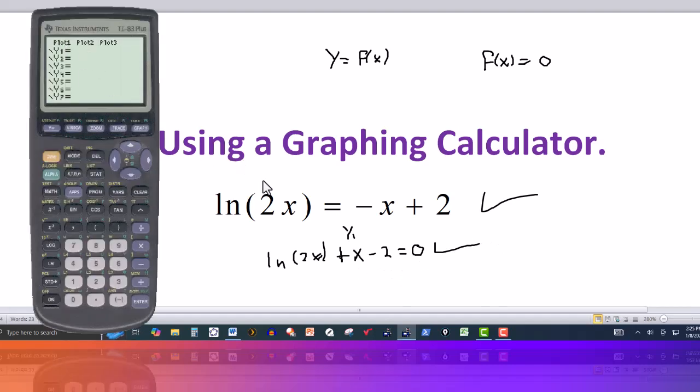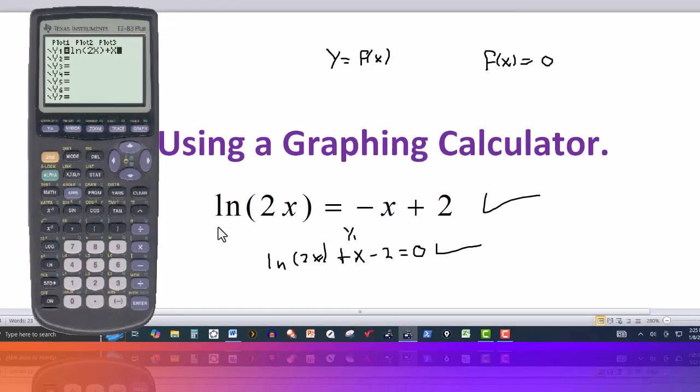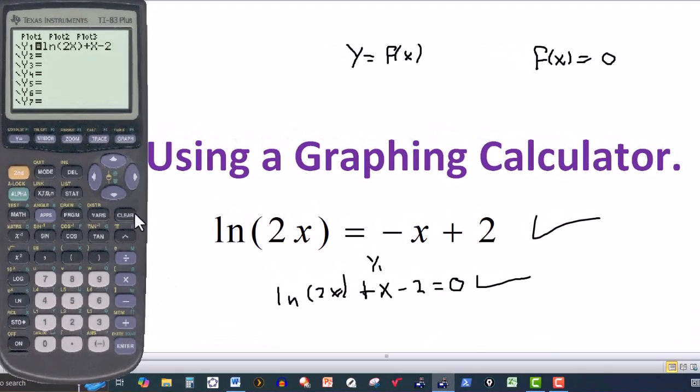So y1, say, will be the natural log here. Or actually, take it back. It's going to be this whole thing here, because we're writing it as one function. So this will just be natural log of 2x plus x, okay, that's your y1, and then minus 2. And then we just hit graph here. There's the graph of this ln of 2x plus x minus 2.